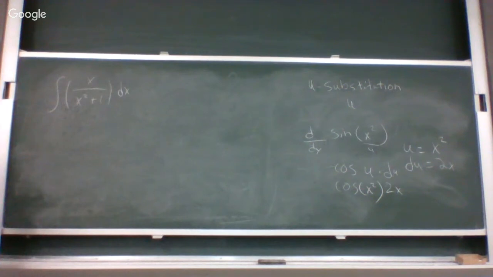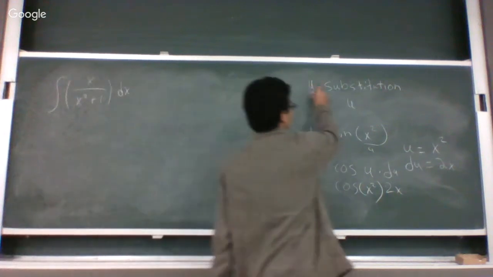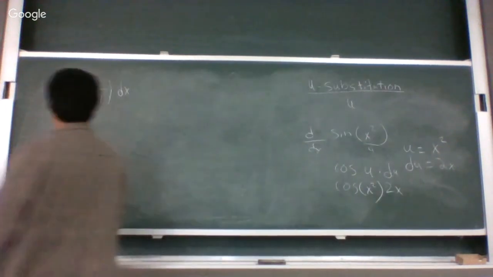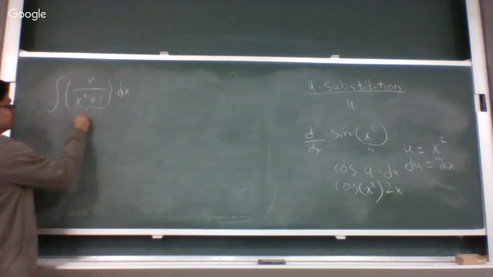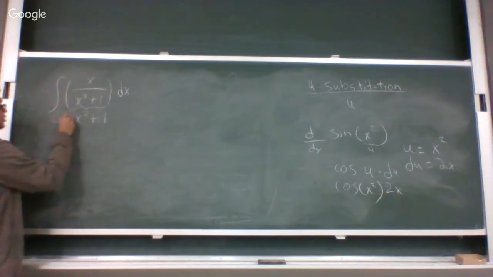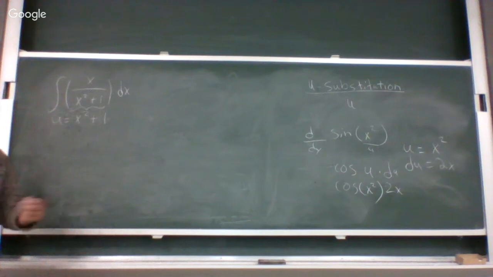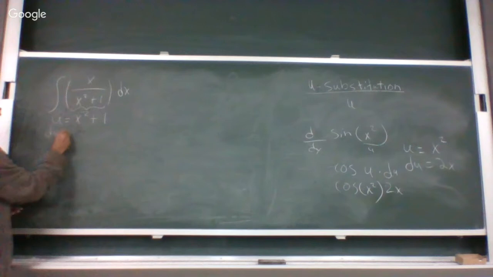What do you guys think we need to do? What did I say? U substitution. What do you think our u will be? It will be x squared plus 1. Okay? So whenever you find u on the side, you should always write your du. So what is du? What's the derivative of x squared plus 1? 2x.